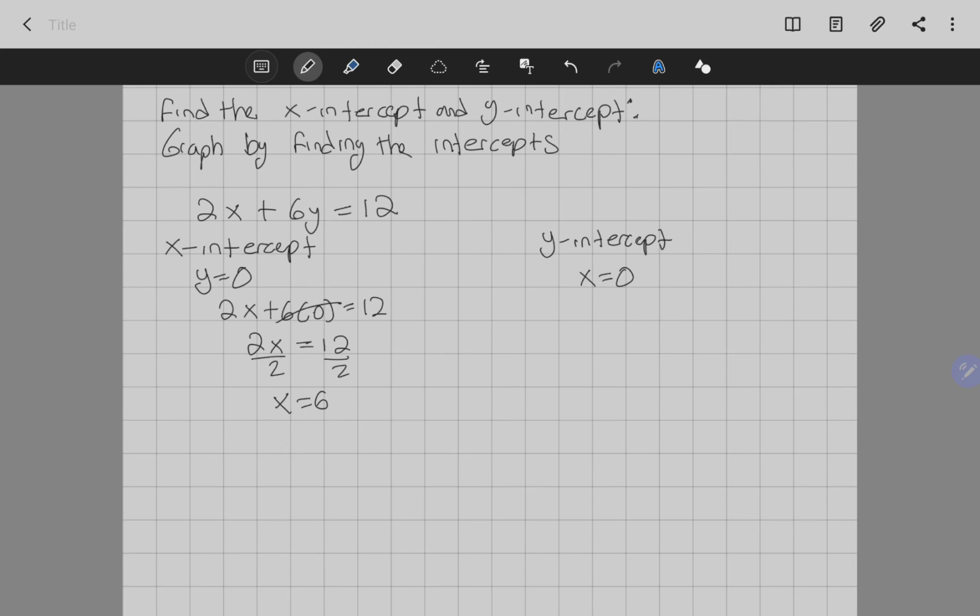When I plug in 0, so in this case, what is my x-intercept? My x-intercept is 6, 0.